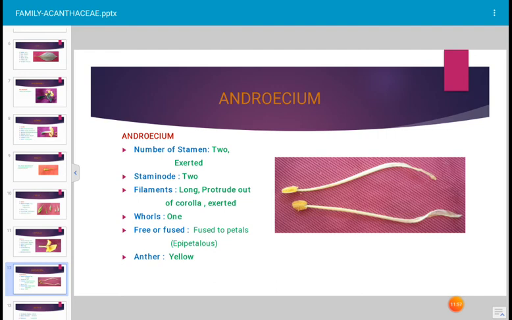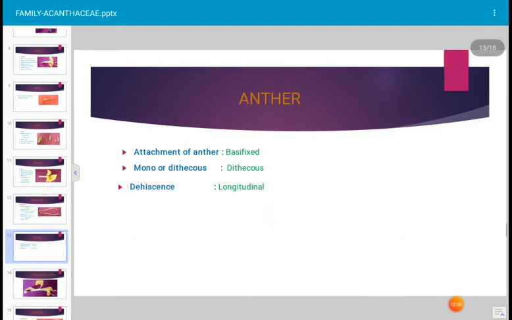The anther is bilobed, and the attachment of the anther is basifixed. That means the anther lobe is attached at the basal region to the filament. What is filament? The stalk of the anther is the filament. It is a dithecous anther, two-celled. How does it break down? It breaks down after maturity of the pollen grains inside the anther. The anther lobe naturally splits open longitudinally. Hence, the dehiscence of the anther is longitudinal.